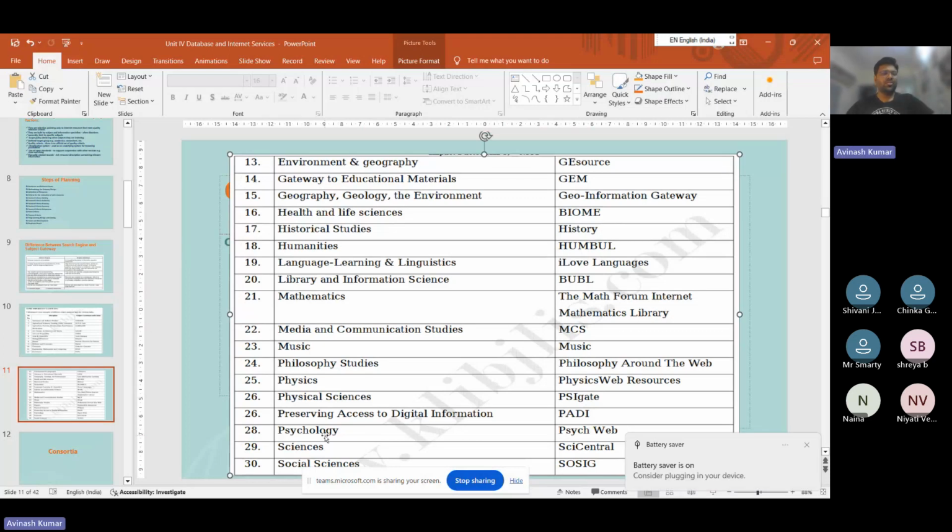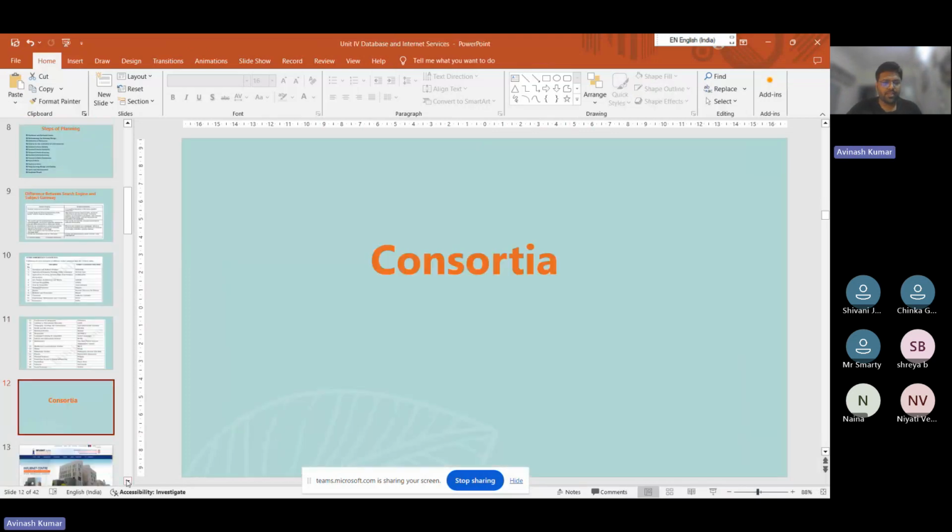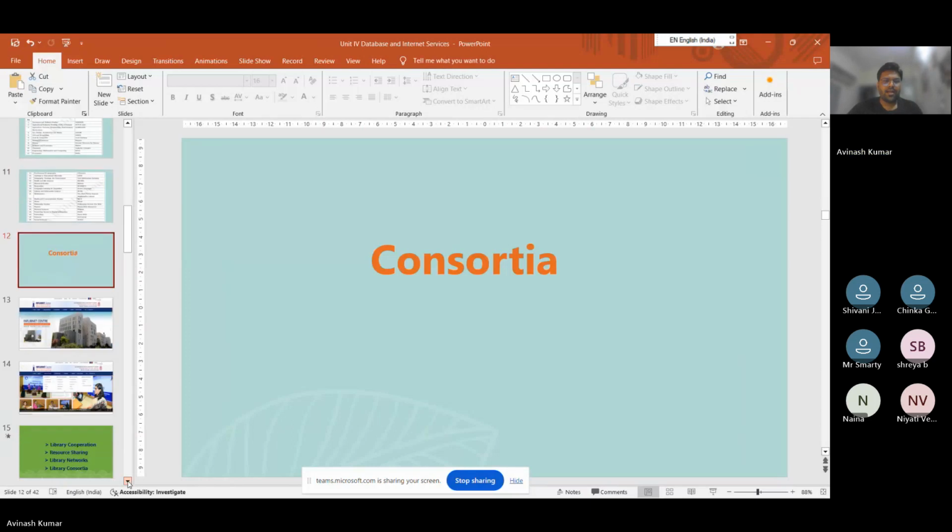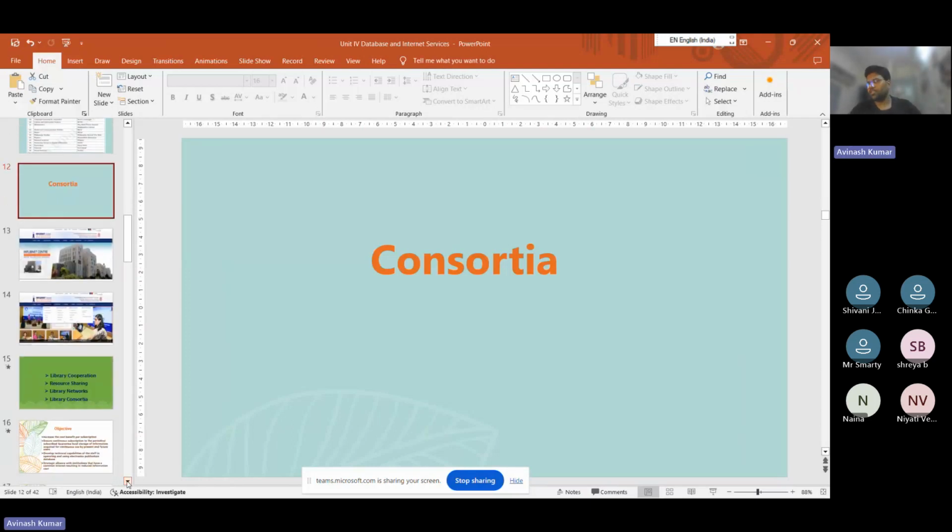Now we will come to consortia. What is a consortium? Consortia is a very important topic, and the UGC NET examination asks about this topic every year. So you should understand it. I have actually taken a separate class on consortia, because consortia is a very long chapter. I will not discuss everything about consortia here. I will discuss only some important topics so that you can understand what consortia is.